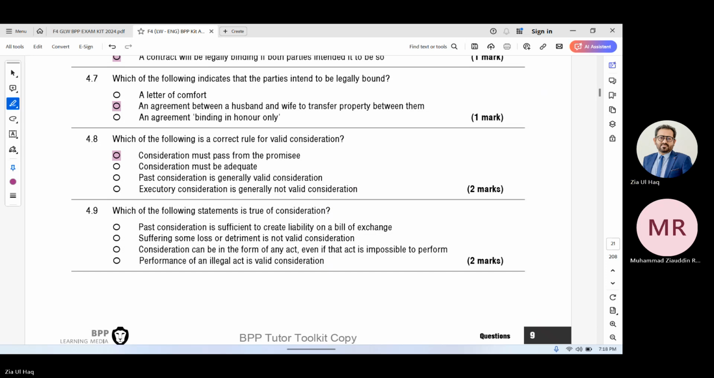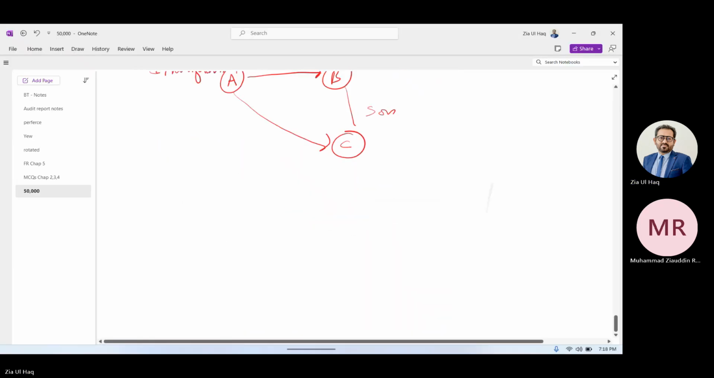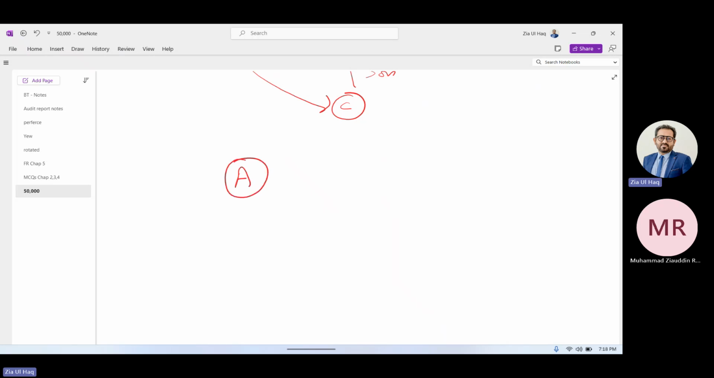4.9. Which of the following statements is true of consideration? Past consideration is sufficient to create liability on a bill of exchange. What is a bill of exchange? There is a party called A and another party called B. A is a buyer and B is a seller. A wants to buy something from B, but he doesn't have the money now. Meaning A wants to buy, say, some material from B on credit basis.